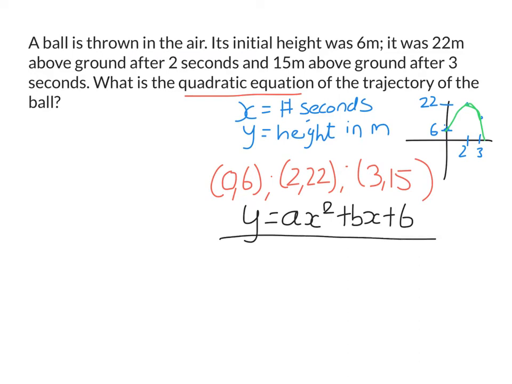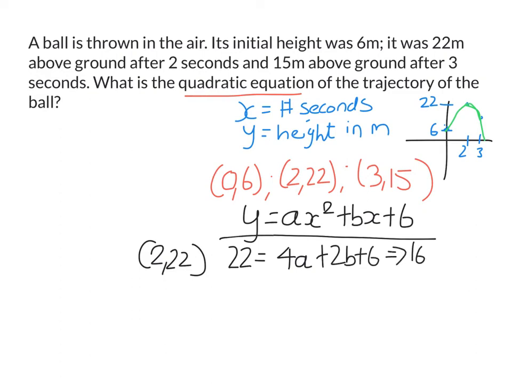If I substitute in the first point, 2, 22, I'm going to take my equation here, replace y with 22 and x with 2. So I get 22 equals a times 2 squared, so x squared is 4. Then bx, so b is what I'm trying to find, x is 2, so it's going to be 4a plus 2b plus 6. I can, of course, rearrange this to 16 equals 4a plus 2b.